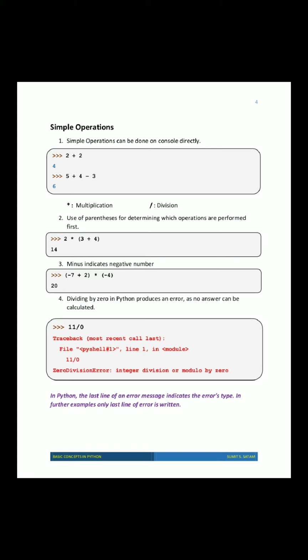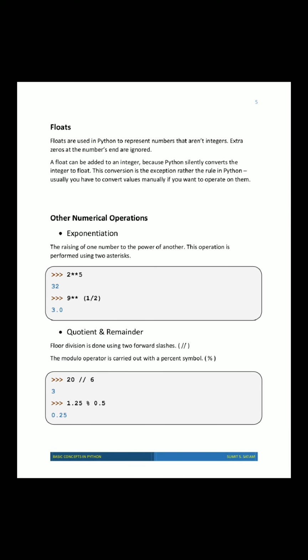The fourth example is division by 0 in Python. If you try to divide any number by 0, it is going to give you the error, that is zero division error. So integer division or modulo by zero error it will show. Next we come to the floats. What are float numbers? Actually they represent the numbers not as integers. We can say that the numbers having a fractional part are going to be considered as floats, right?